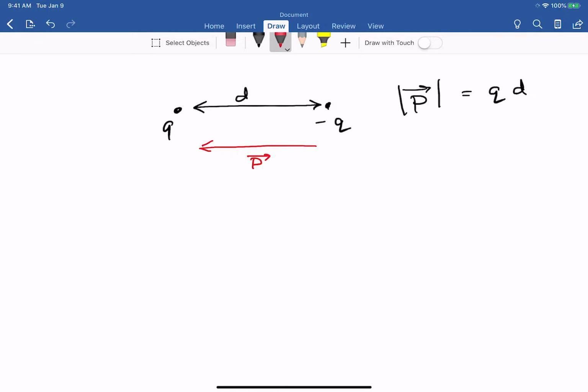So the question was, why does the dipole moment vector point from the negative charge to the positive charge? That's what I'm going to explain in this video in a very elementary way. Okay, so let's first recall something from mechanics.